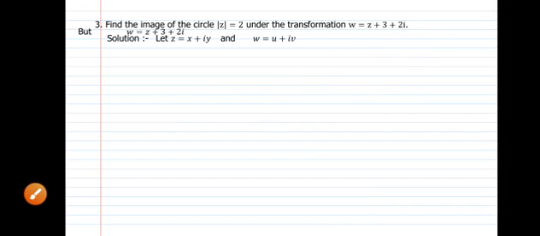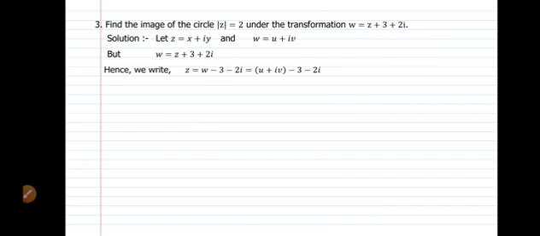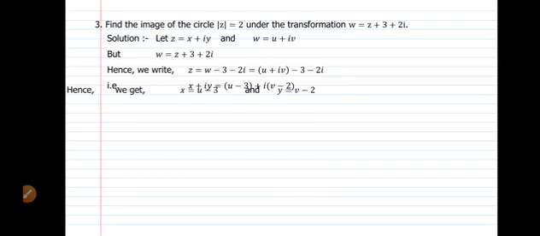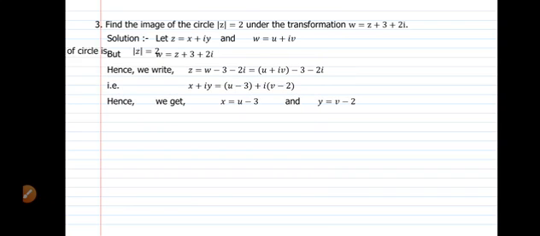Z equal to x plus iy, w equal to u plus iv. With this Z and w and under this transformation we get x plus iy is equal to u minus 3 plus i into v minus 2. Equating real and imaginary parts on both the sides, we get x equal to u minus 3 and y equal to v minus 2. Now use the given region equation, that is circle mod z equal to 2.